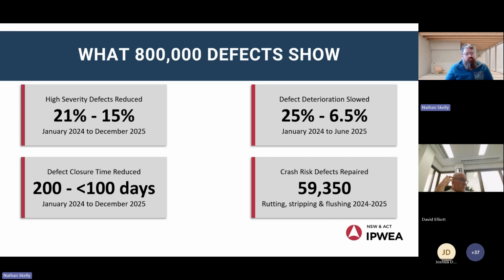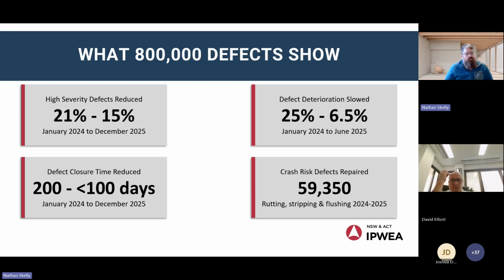Defect deterioration, so defects getting worse, going from severity 3 to severity 4 to severity 5. That one slowed a lot, and you can see in a later slide and in the report that councils were increasing their focus on high-risk defects, which is the benefit of having that data. They can prioritise where they spend their maintenance money.